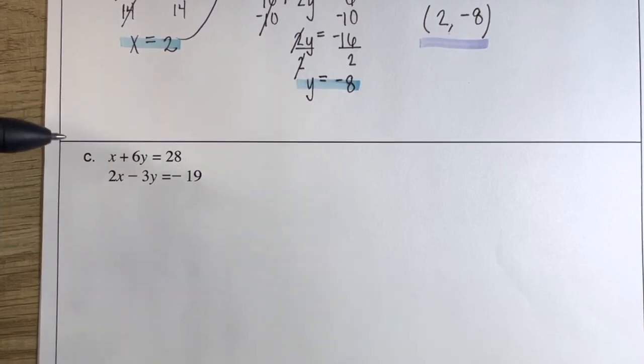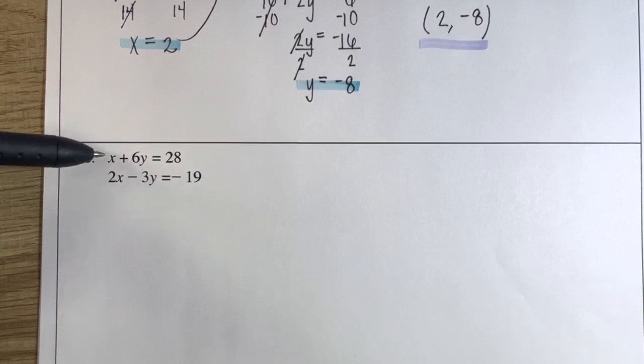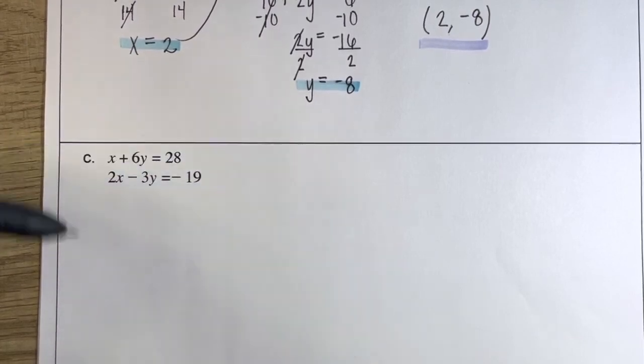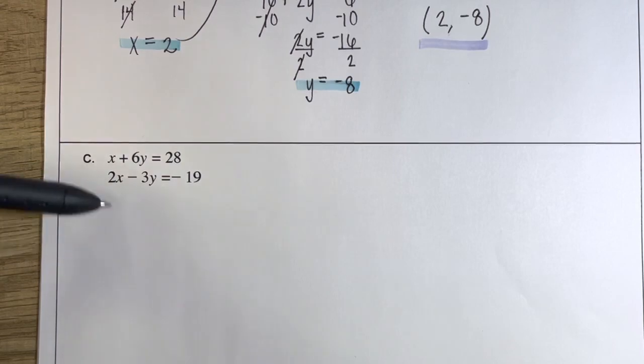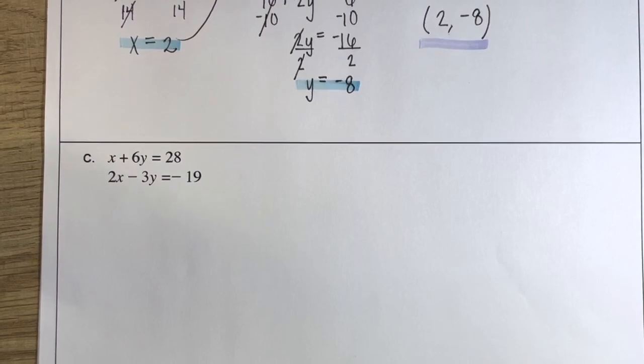So we're going to use elimination, but if you wanted to use substitution, because this is just a 1x, you could easily solve this equation for x. You would just have to subtract the 6y over, and then x would be by itself, and you'd be able to plug the equation in for x. I'm going to use elimination just because I think it's a little bit easier to follow.